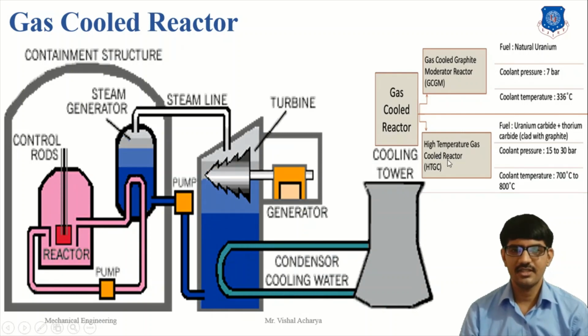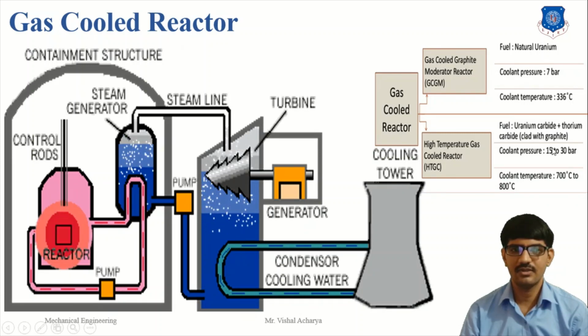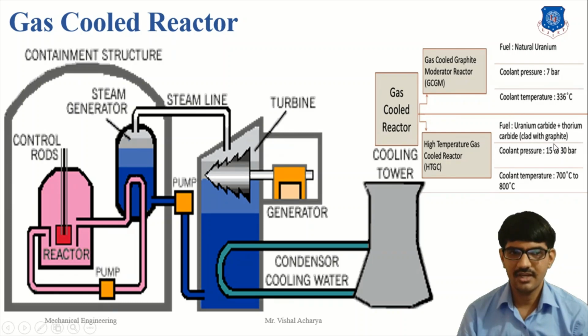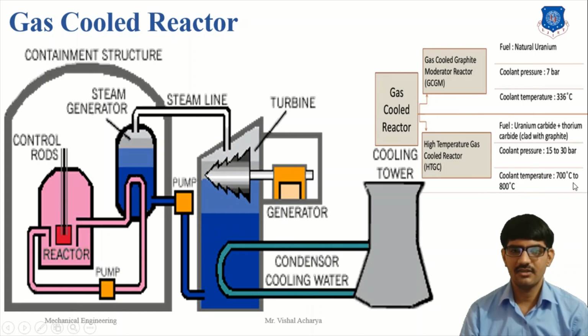Here is the high temperature gas cooled reactor. For the high temperature gas cooled reactor, we use the fuel as uranium carbide and thorium carbide, clad with graphite, and the coolant as helium. Coolant pressure is 15 to 13 bar, and coolant temperature range is 1700 degrees to 800 degrees Celsius. So here high temperature materials are used.